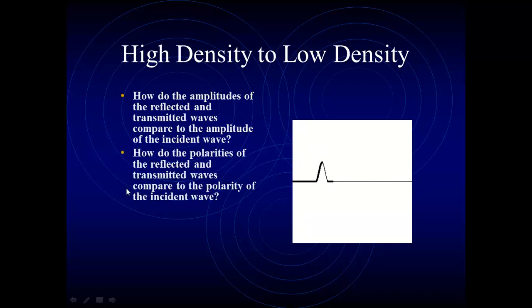Okay, look at the polarities. Our incident wave is traveling as a crest. Our transmitted wave is also a crest. Our incident wave is traveling as a crest. The reflected wave is also traveling as a crest. When I go from a high density to a low density medium, that's almost like a free end reflection. There isn't enough force at that junction to cause the reflected wave to invert.